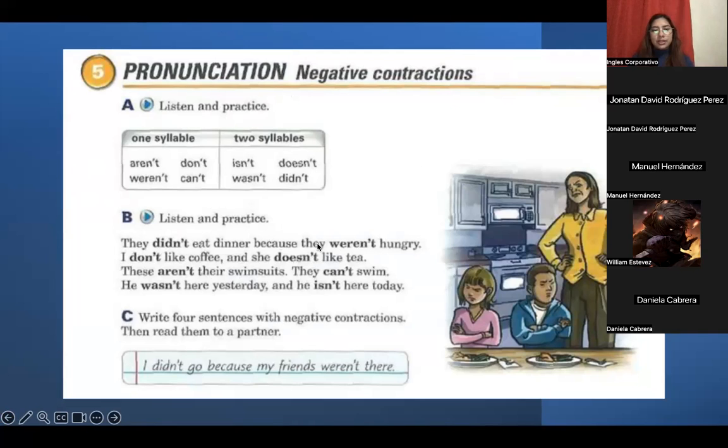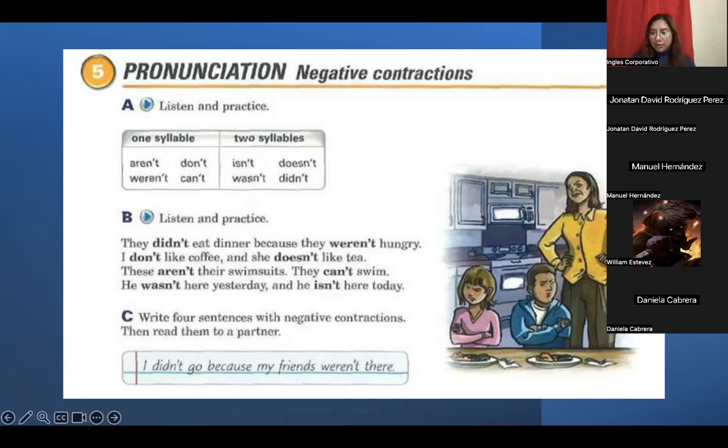Can you help me to read this? A sentence, the first one. They didn't eat dinner because they weren't hungry. Awesome. Only the first one. Thank you. You did excellent. They didn't eat dinner because they weren't hungry. Okay. Manuel, can you help me to read the second one? I don't like coffee and she doesn't like tea. Okay, awesome. I don't like coffee and she doesn't like tea.